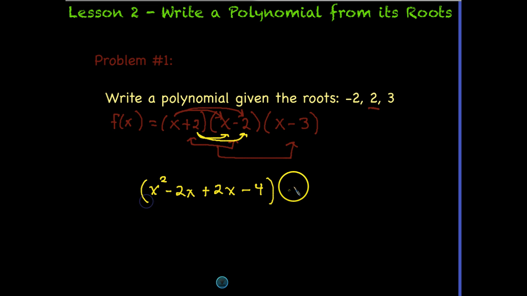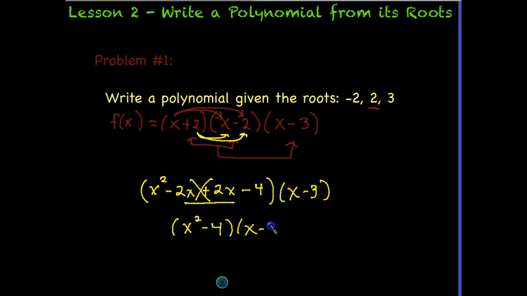Okay, I have combined my first 2 binomials, but before I multiply by my third one, I would want to simplify all like terms. And here I have a -2x and a +2x. Those will cancel each other out, and I'm left with x squared minus 4 times x minus 3. Now, some of you may be thinking, hey, that looks familiar. X squared minus 4, that's a perfect square, each of these. So what I have is a difference of squares, which means this can factor into x minus 2, x plus 2, which is what we had.